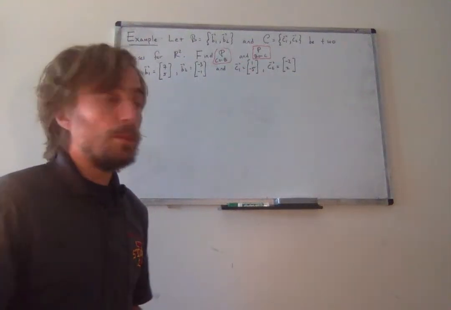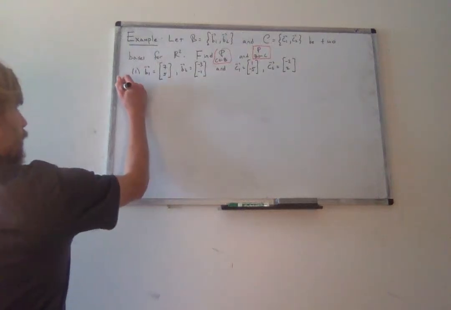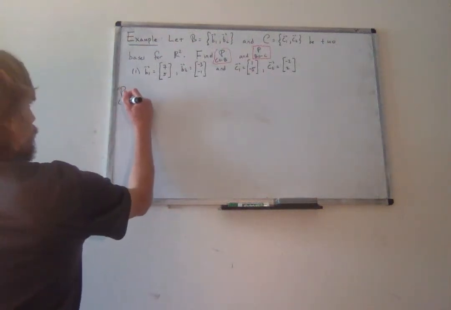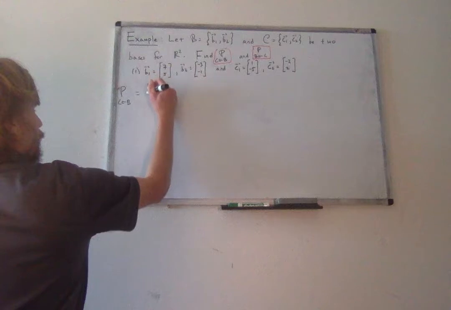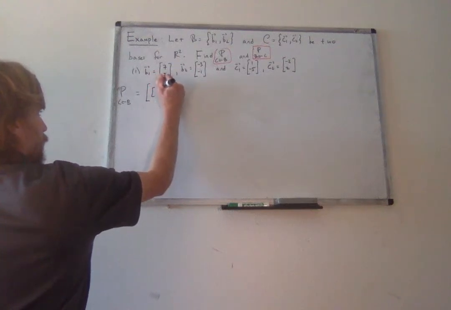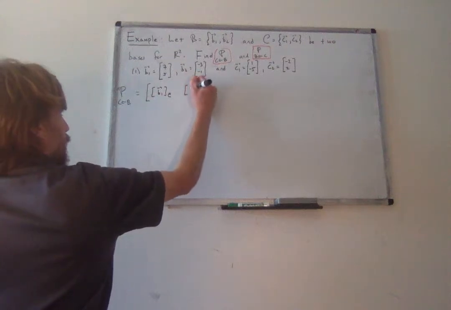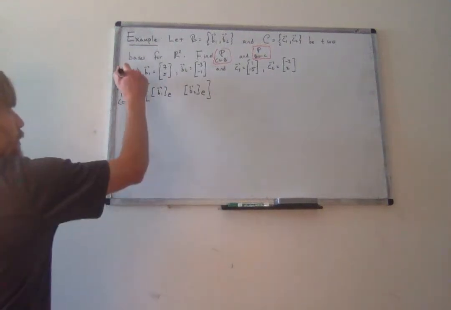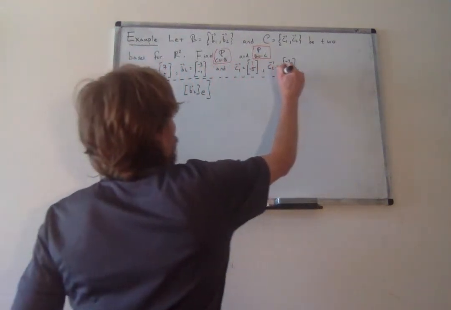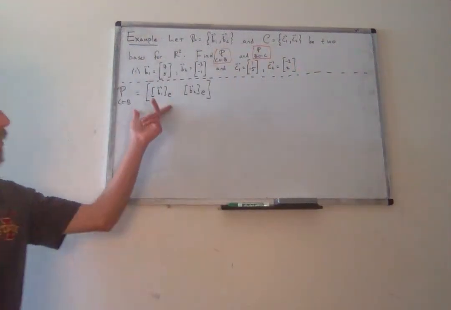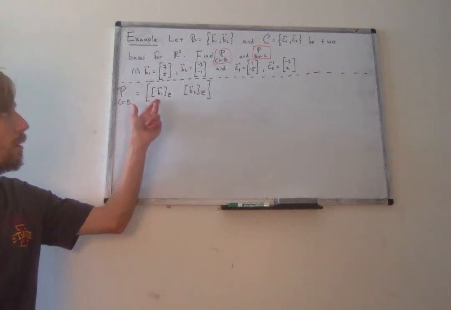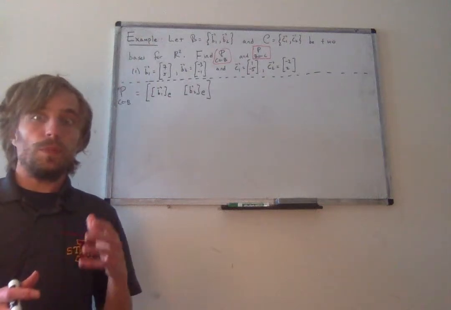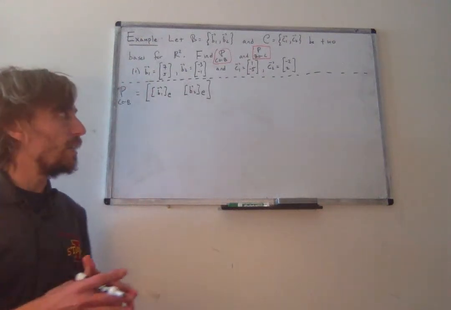We're going to start off with P from B to C. If you'll remember from last video, this matrix is the 2 by 2 matrix whose columns are, and this is the solution here, I'll draw a dotted line, the matrix whose columns are the B1 and B2 representations under the basis C.